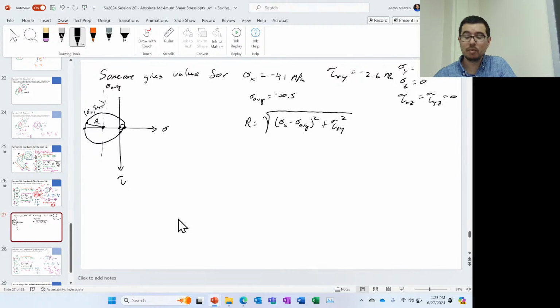Yes, Andrew. Just the radius? Yeah, it's just the radius. Okay. Yeah, I actually had a question too. So how do you know that sigma 3 is equal to 0?